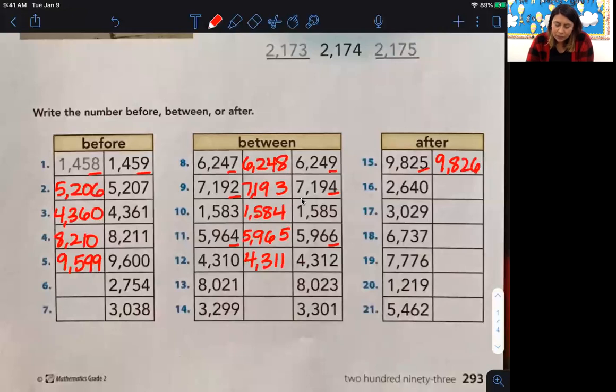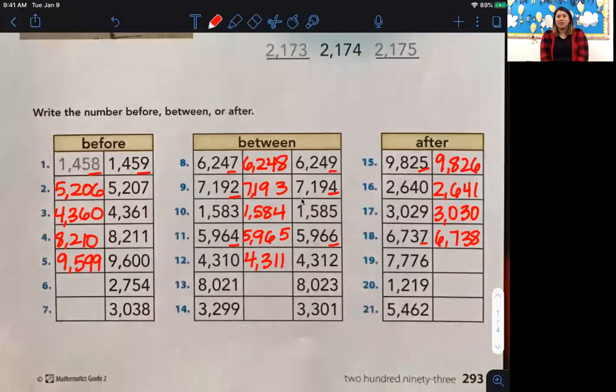9,826. 2,640. 2,641. 3,029. 3,030. 6,737. Let's look at the number in the ones. 6,730. What comes after 7, Ion? Did you say 8? Yes. 38. Very good. All right.